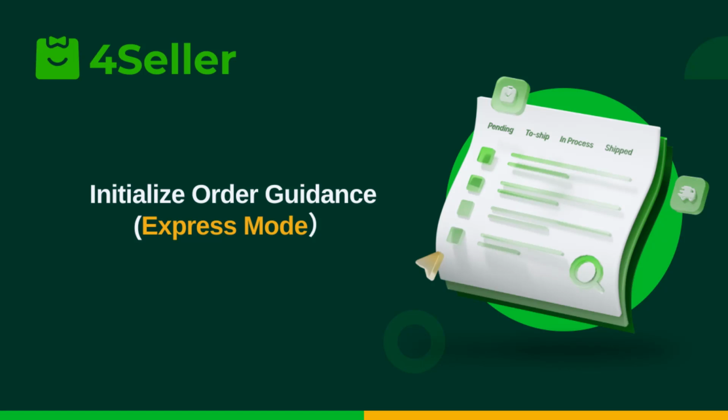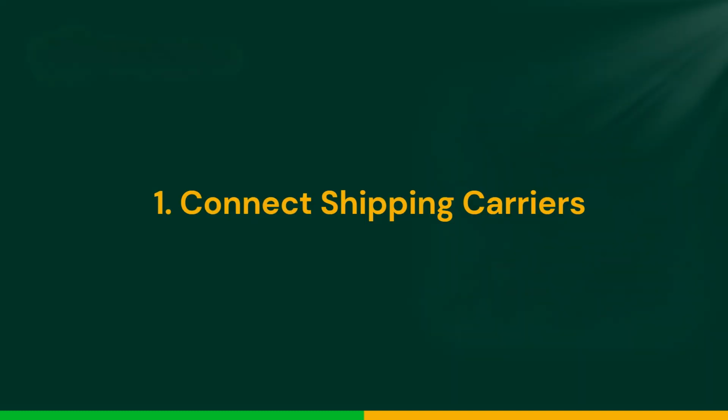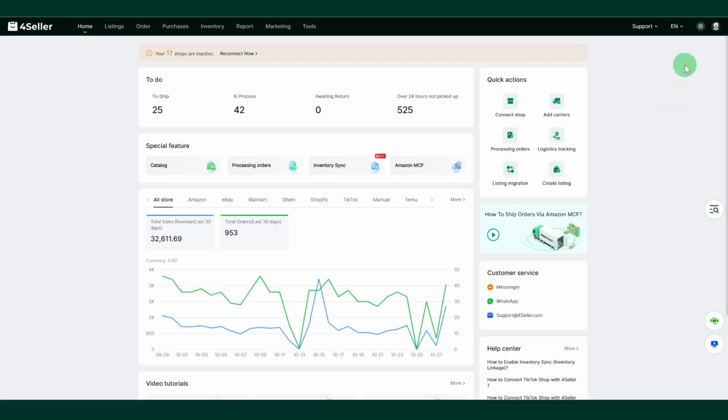This video will guide you how to complete the initialization settings for orders with Express mode. The first step, you need to add your shipping carrier's account in ForSeller. Click Setting button and click Order and Shipping.